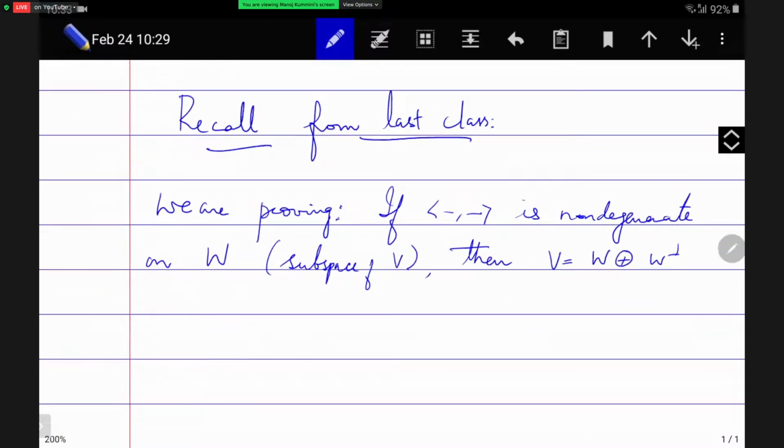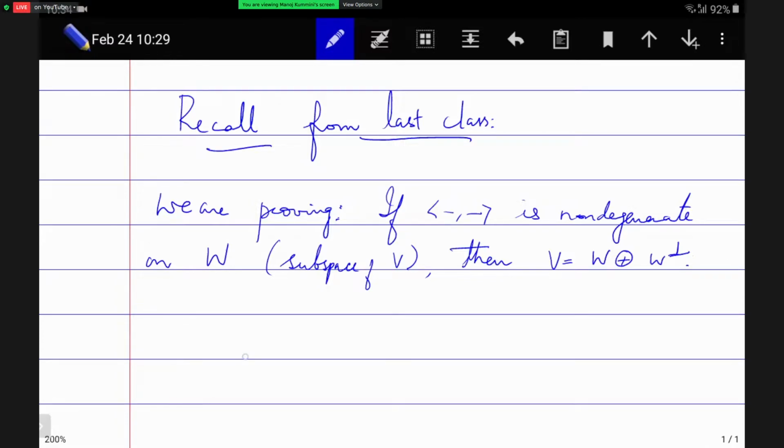We proved the other direction, which is easier. That is, if V is W direct sum W perp, then it follows that W intersect W perp is trivial, and therefore the form is non-degenerate on W. So that we did first, and this is what we are proving now. It's the middle of the proof where I stopped.